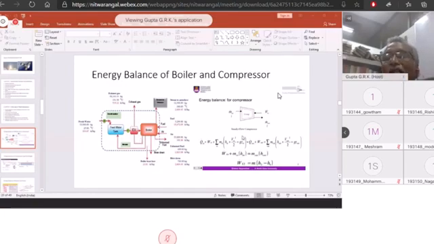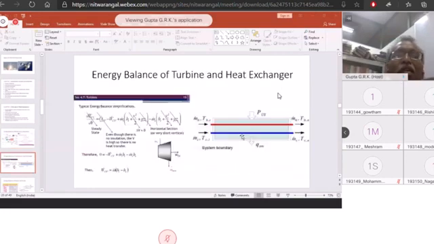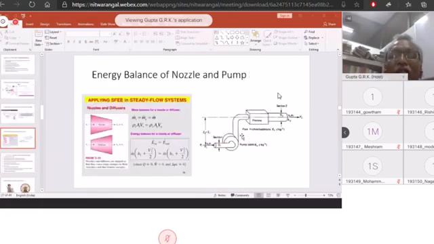so you can see what is entering, what is leaving, mass balance, energy balance we study. And energy balance for a turbine, for a heat exchanger, and for a nozzle, for a pump. We'll go in detail and we'll see what the equations are.